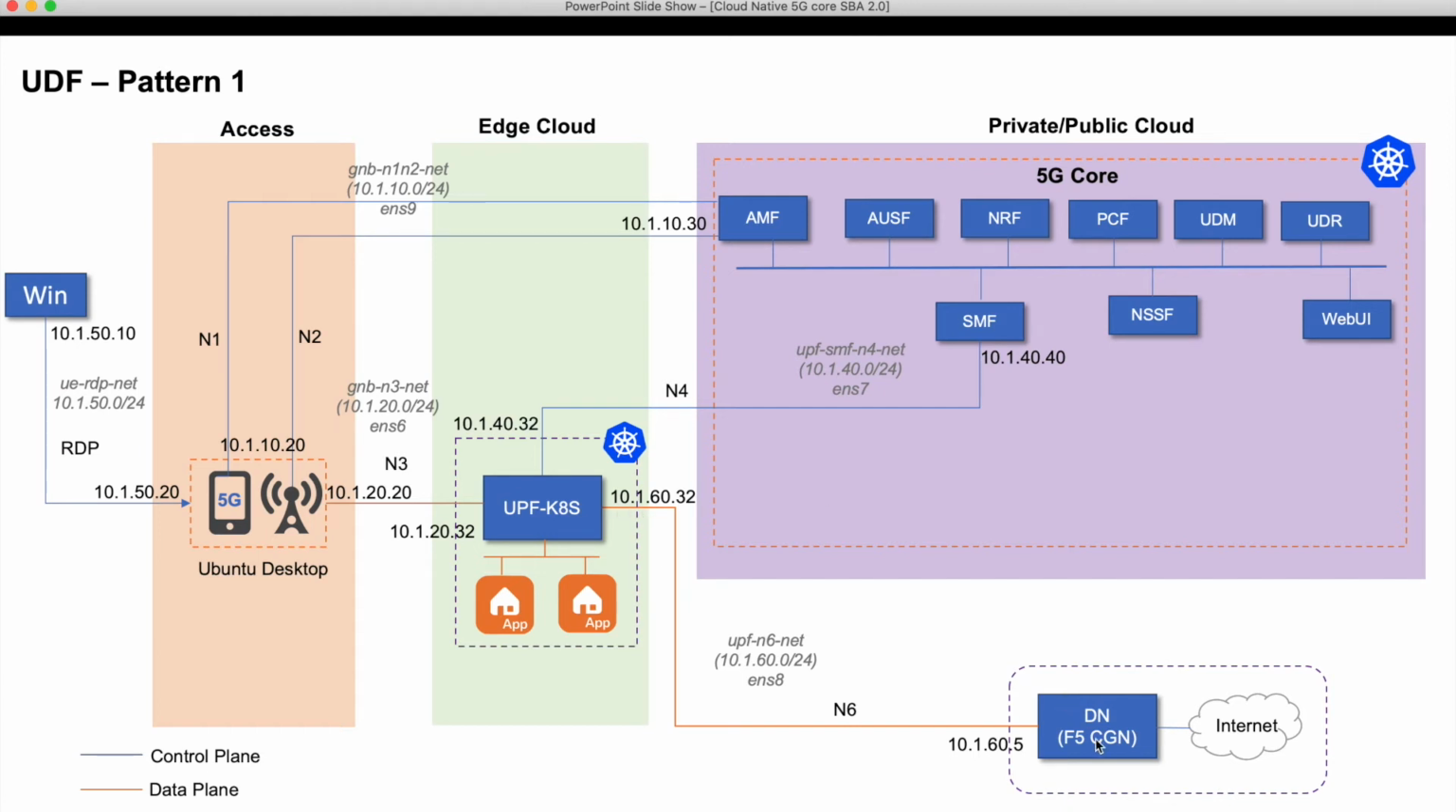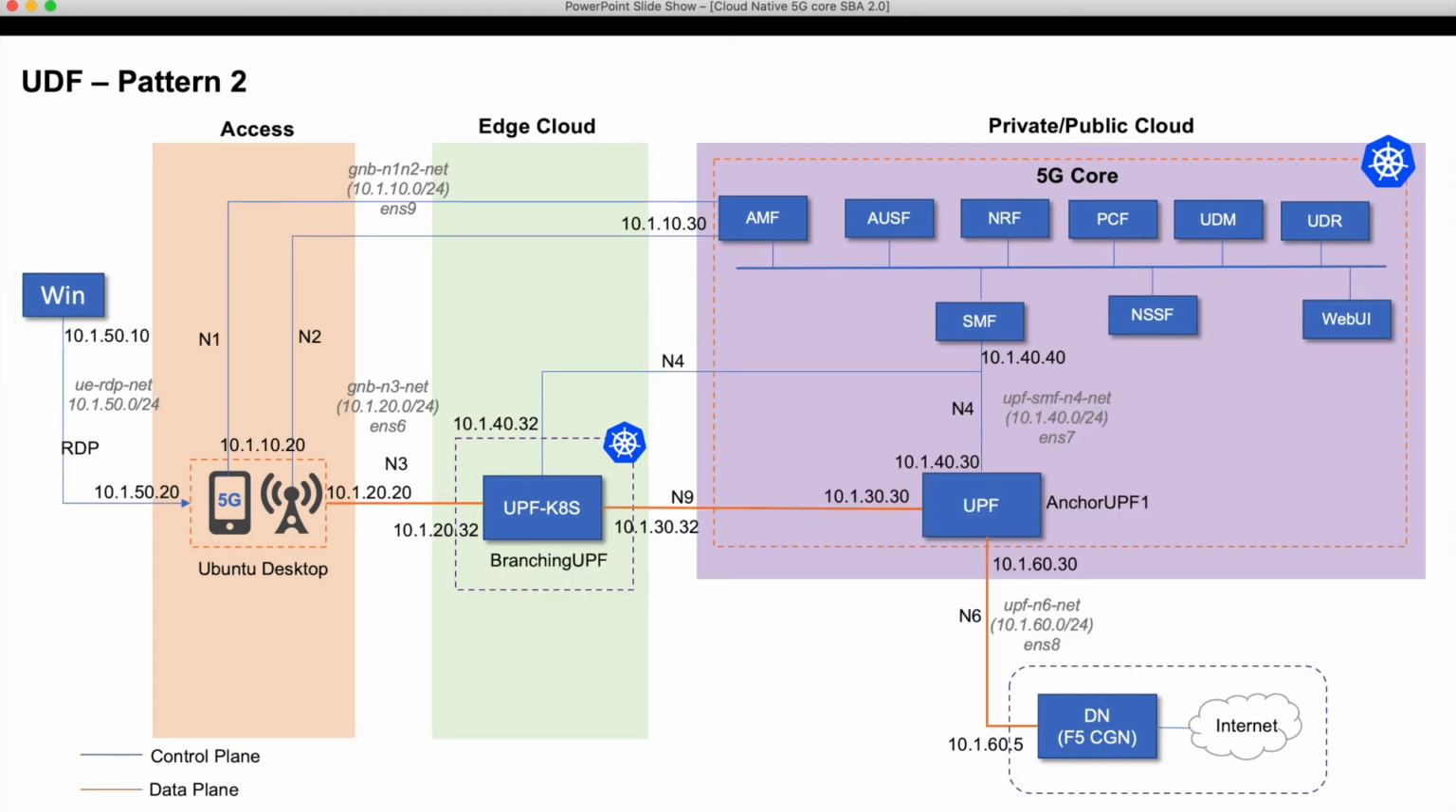And there's a DN network which has the F5 CGNAT. The Windows desktop here is there because, with no default gateway, you can either RDP directly to the Ubuntu desktop, or you can go via the Windows. And this Windows jump host will be used as a client to connect to the web UIs to set up the IMSI, the sessions, the subscriber. This is the first pattern.